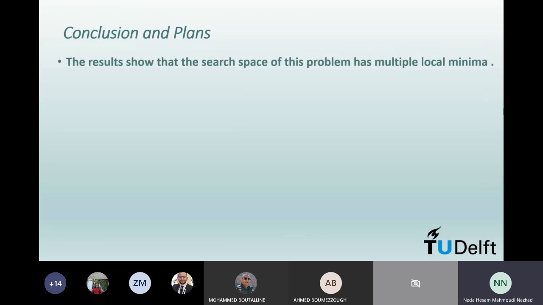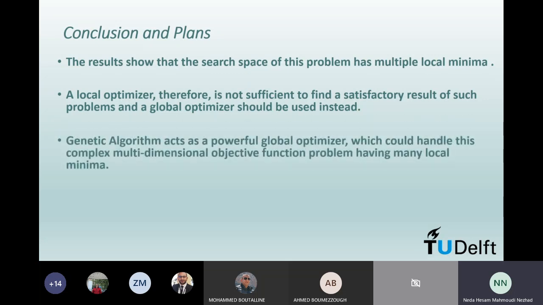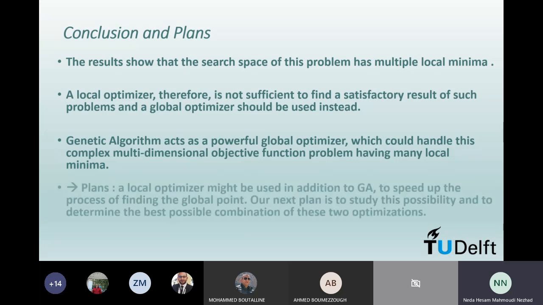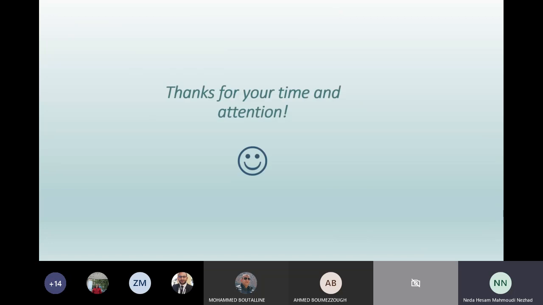The conclusion and plans: the optimization of multi-electrode lens design has many local minima. We also got the point that a local optimizer cannot be sufficient to find a satisfactory result for the problem, and implementing a global optimizer is therefore needed. GA could perform well by overcoming many local minima and improving the results significantly for such a lens optimization problem. Our plans regarding this work are to use local optimization in combination with GA, to find the best possible combination of these two optimization methods.